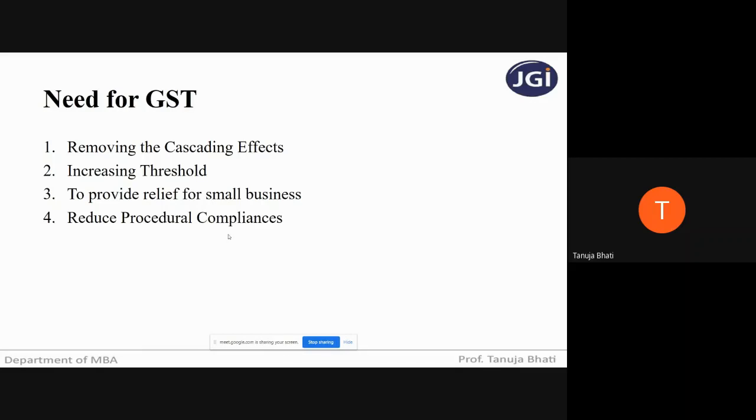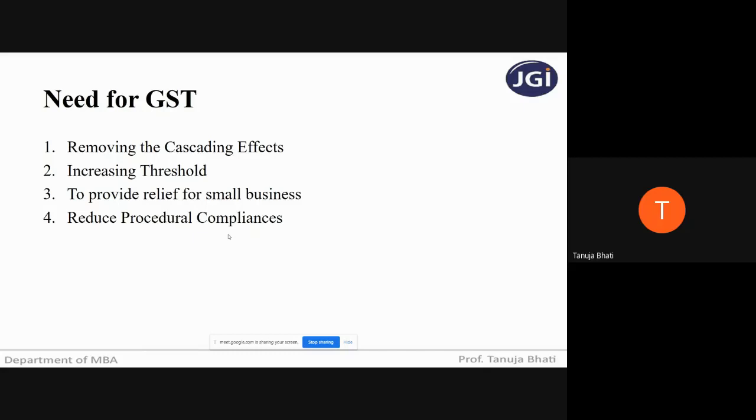But under GST, what has happened? The entire GST filing is made online. There is only one return that you need to file for showing your output, and one return that you need to file for making your payment. There are no different types of compliances that you need to follow. In GST, there is only one act that you need to follow. So the procedural compliances have been reduced.